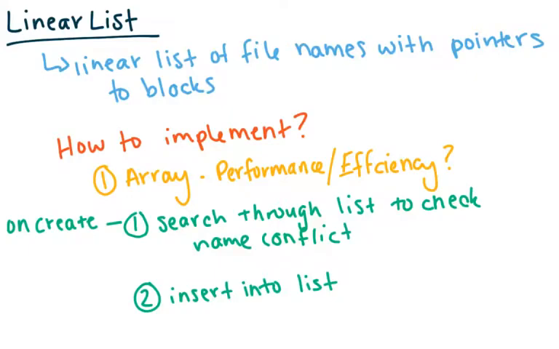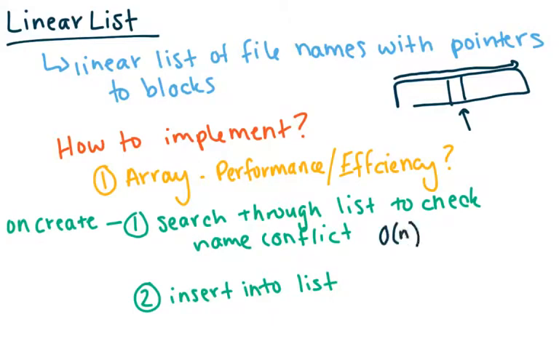I'm not going to talk about the ease of implementation. You all know arrays. So performance and efficiency, let's think about a couple use cases. On create, when you're actually creating a file, what would you have to do in an array? The idea is that you're creating a new file and you want to put it somewhere in your directory or your array. So on create, you would first have to loop through all of the files to check for a name conflict. This is going to be big O of n, right? So this is linear, and you have to do that every single time that you want to create. Then you have to insert it into the list.